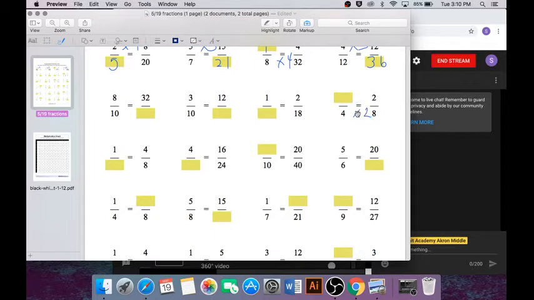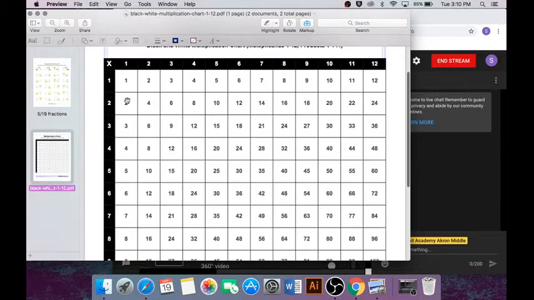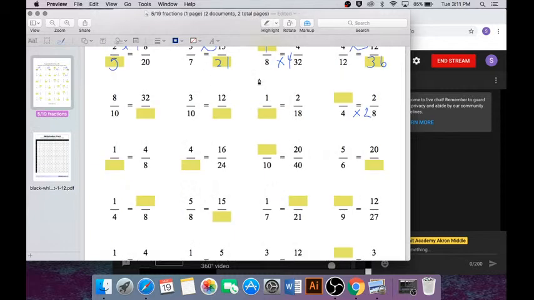Okay, so now we need to figure out what number times 2 equals 2. So in our 2 times table, 2 is right here. We see that 2 times 1. So our numerator for our first fraction is going to be 1.